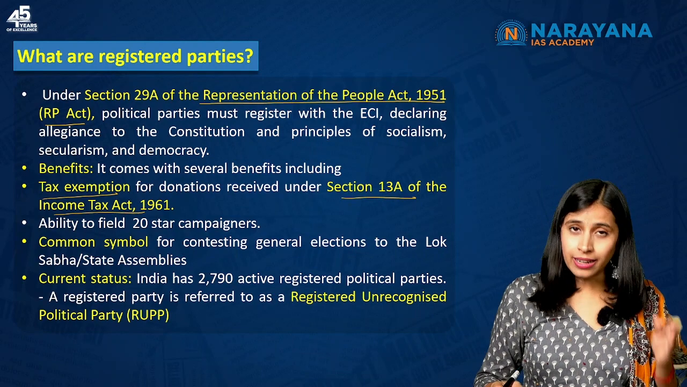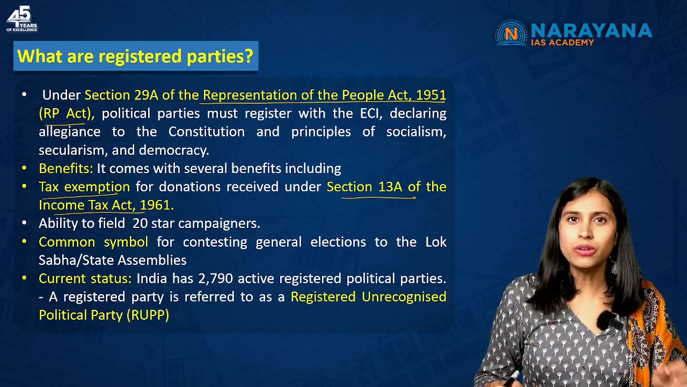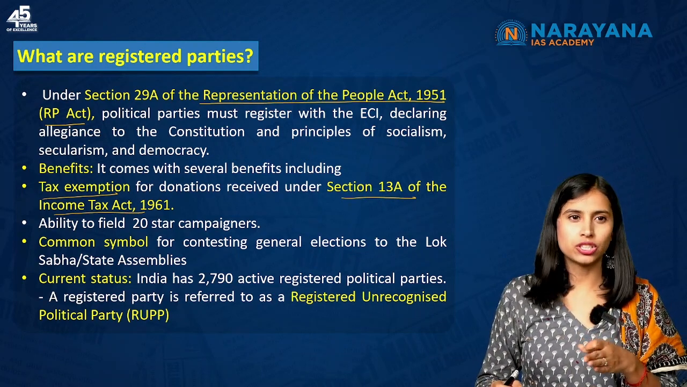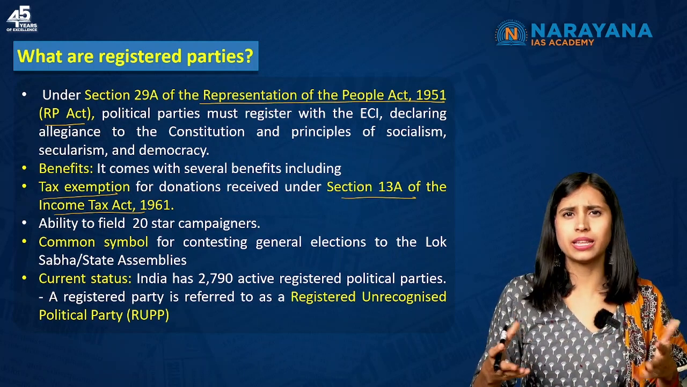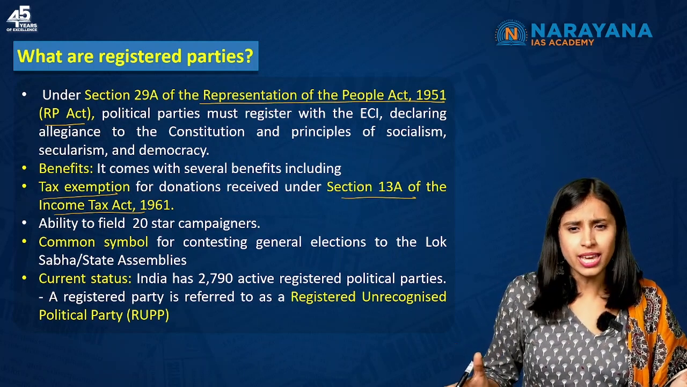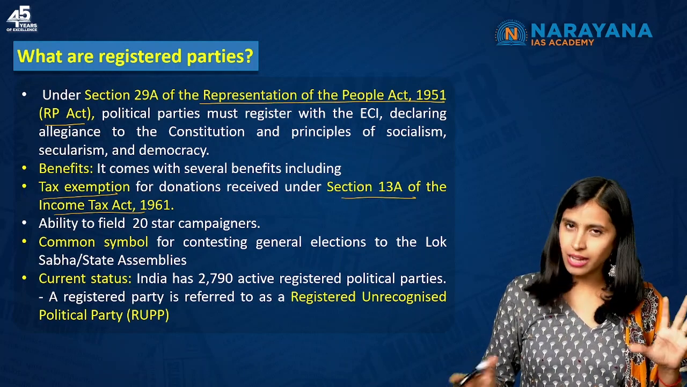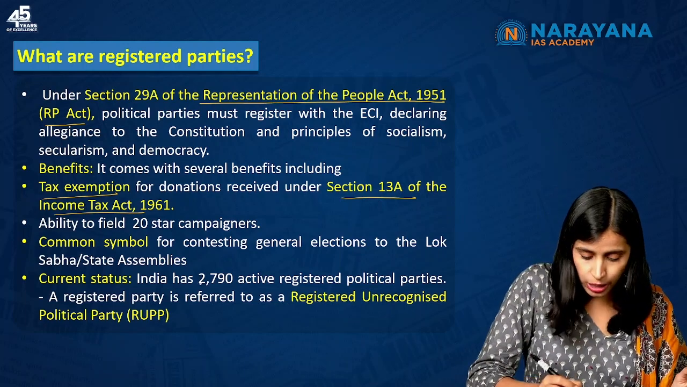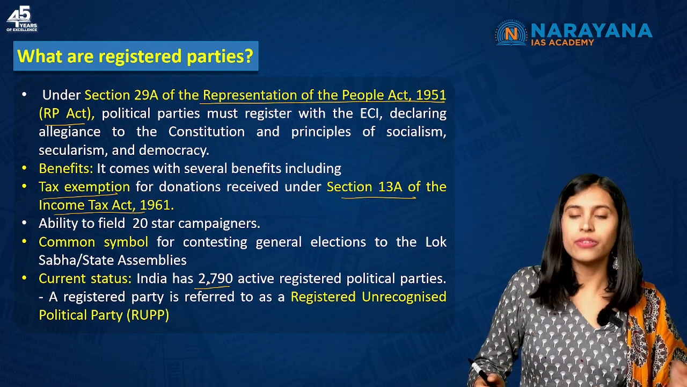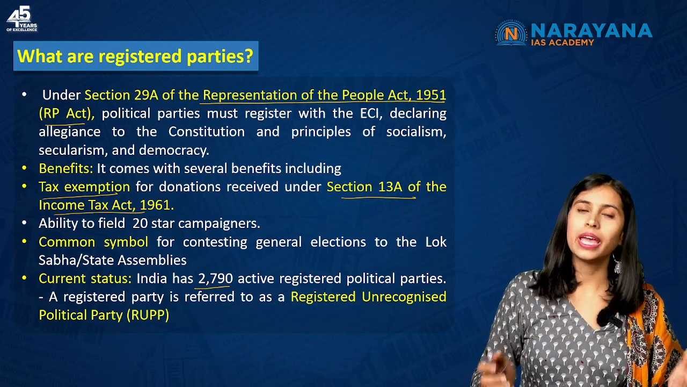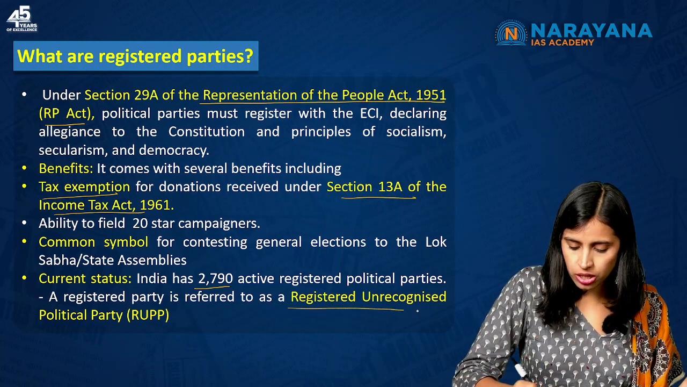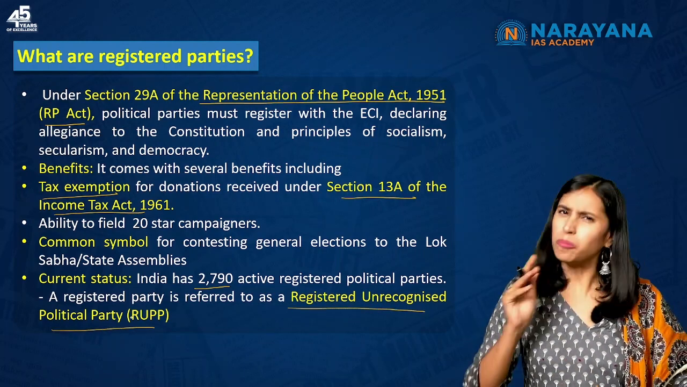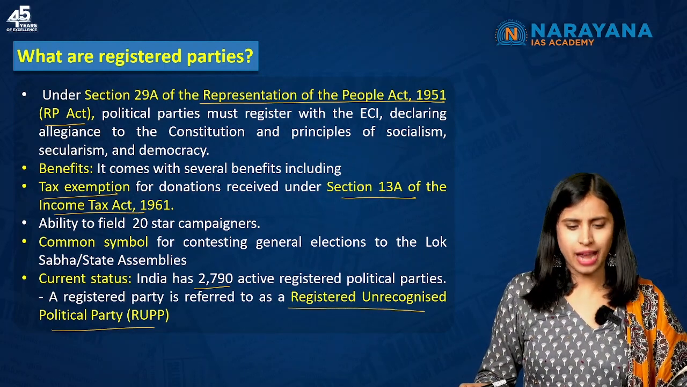Third, they can have a common symbol for the general and state assembly elections. If they are contesting in the Lok Sabha as well as the state assembly election, they can simply say that we want the same symbol for both elections. And lastly, currently there are nearly 2,719 active registered political parties in India. Any political party that is registered but not recognized is called a registered unrecognized political party. The majority of them fall into this category.